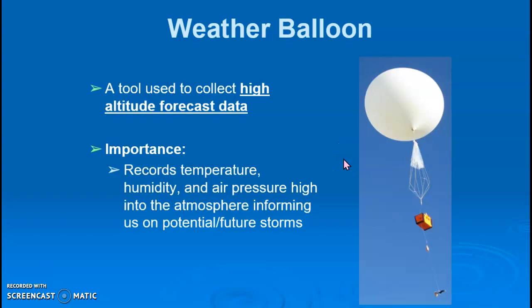It records temperature, humidity, and air pressure high into the atmosphere, or into the higher troposphere, informing us on potential and future storms, because this can float higher above the surface of the earth. So they can gather data in terms of temperature, humidity, and air pressure, and this will be used by our meteorologists so they can predict potential and future storms.